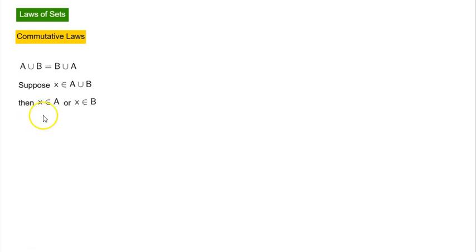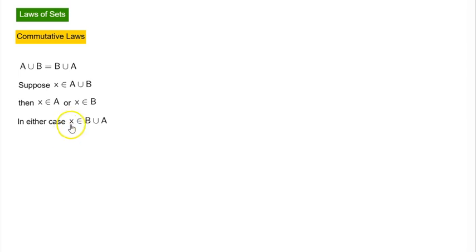Let us look at laws of sets. Commutative laws. A union B is equal to B union A. Now, how do we prove this? Suppose X is in A union B. What does that mean? It means X is in A or X is in B.